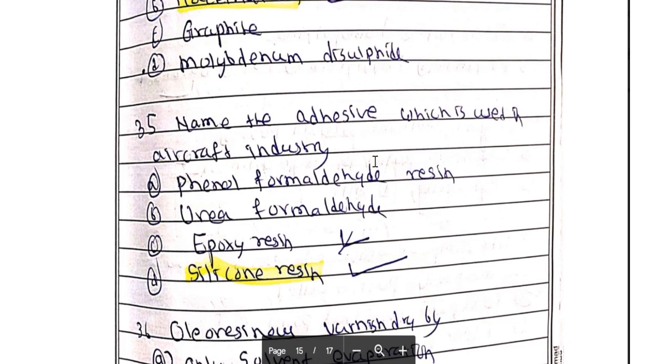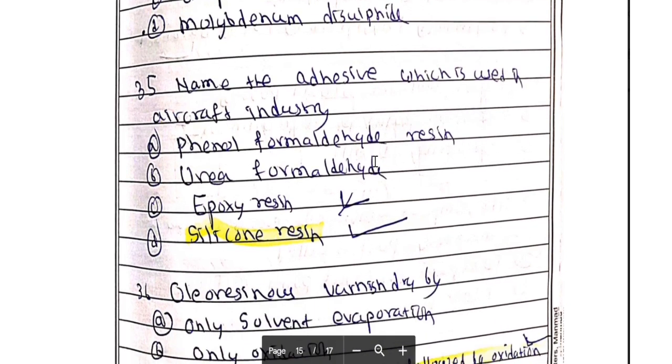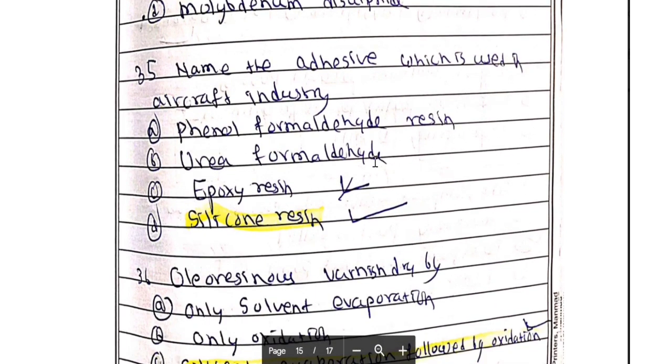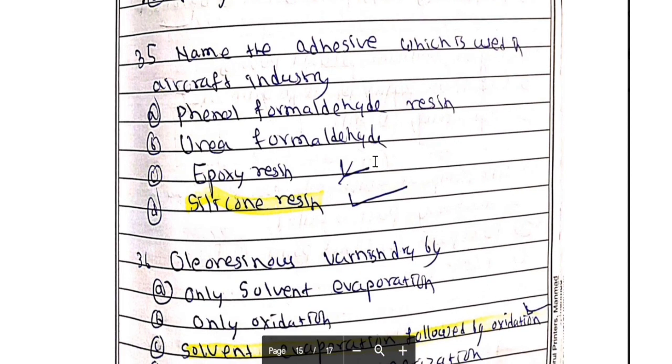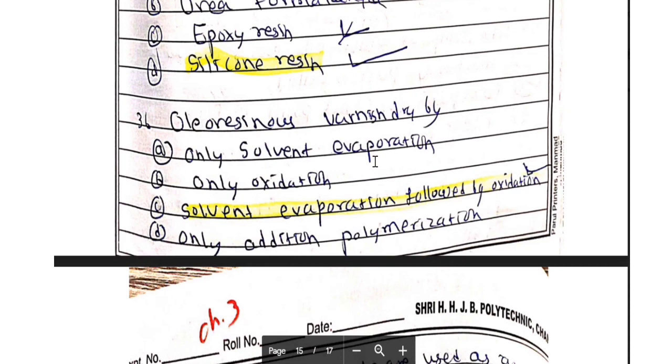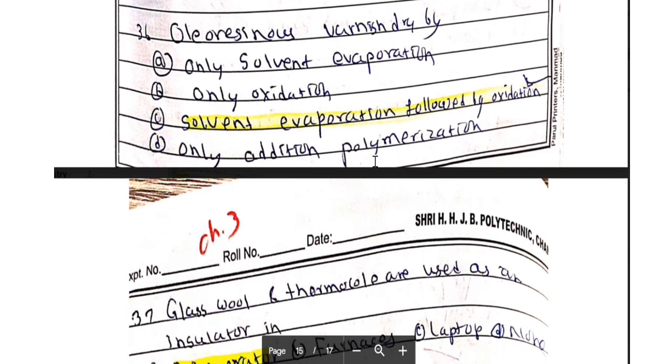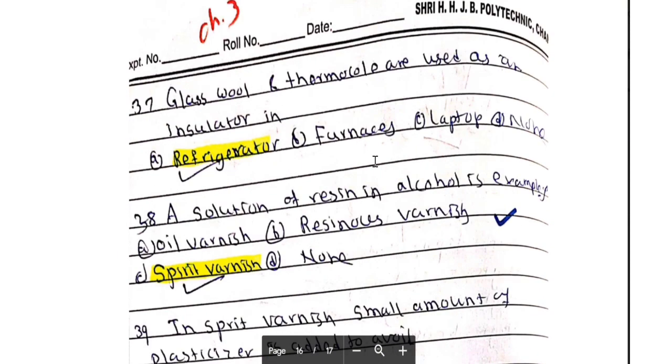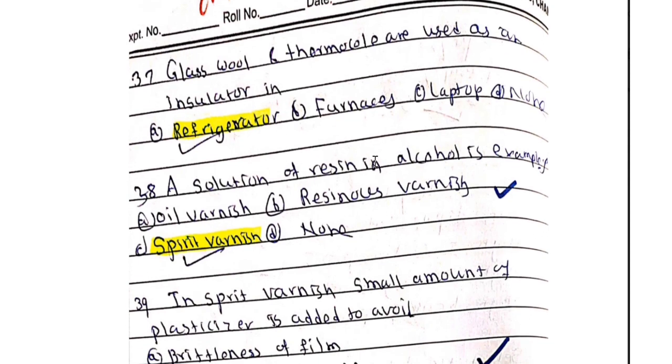Name the adhesive which is used in aircraft industry. Epoxy resin and silicone resin both are used in aircraft industry. Then oleoresinous varnish dries by solvent evaporation followed by oxidation. Glass wool and thermocol are used as insulator in refrigerator.